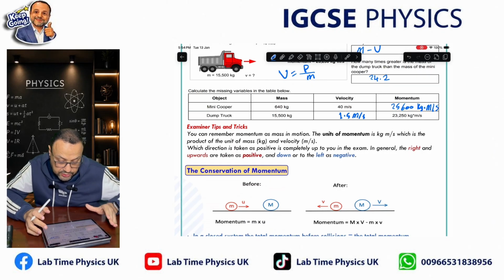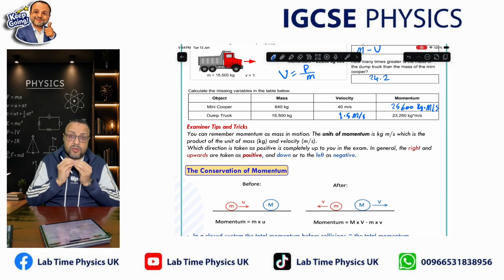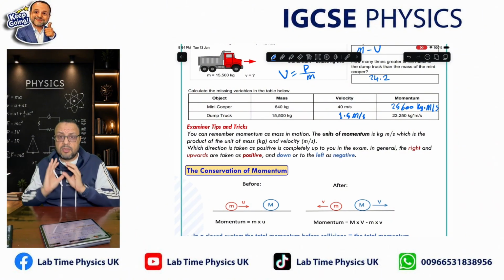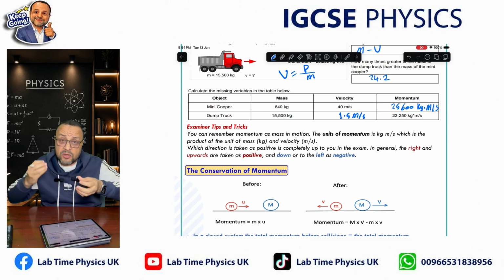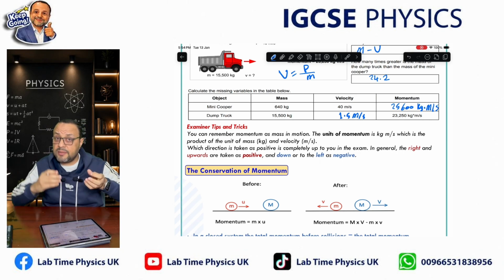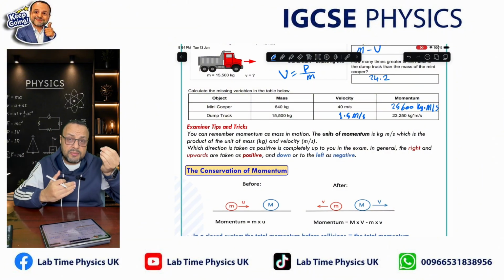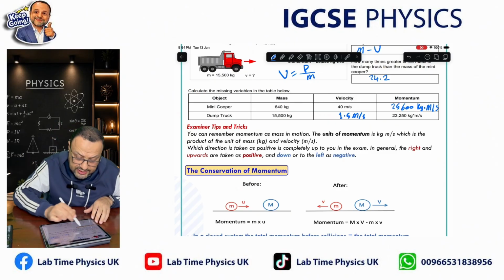Examiner tips and tricks. Take care about the unit for the momentum, as I said, because the unit for the momentum is the unit for mass times unit for the velocity. So it will be kilogram dot meter per second if the mass is in kilogram and velocity in meter per second. But if the mass is in gram and the velocity in centimeter per second, for example, the momentum is going to be what? Gram dot centimeter per second. So this is the first thing.